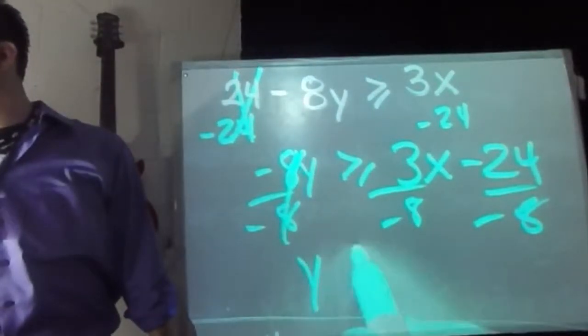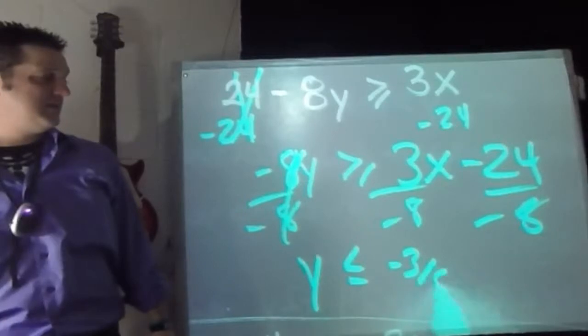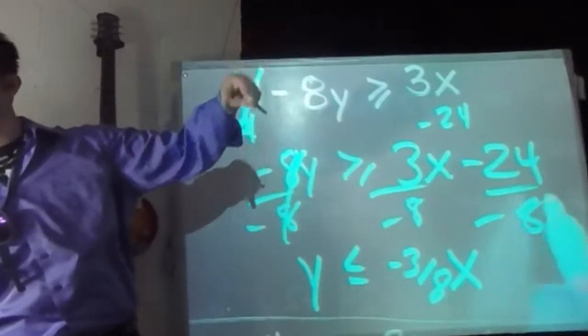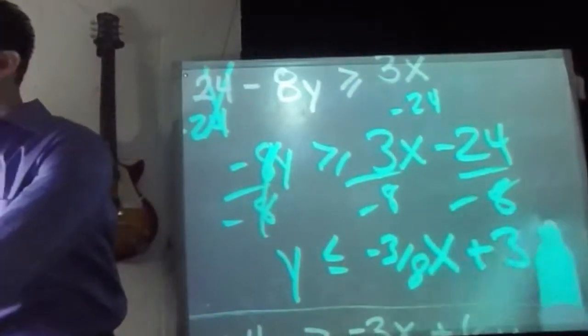Alright, so you got y. Sign flip. This doesn't reduce, so that's just negative 3/8. And then negative 24 over negative 8, negative over negative will become plus 3. Positive 3.